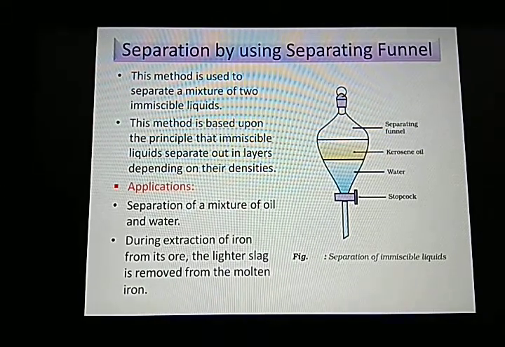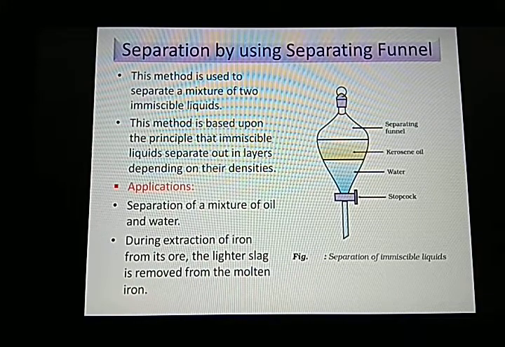Then, in the extraction of iron from its ore, the lighter slag is removed from the molten iron. When the iron is extracted, what is done to the ore? It is being heated up. Now while heating it up, the iron ore, as we know, is mixed with a lot of impurities. These impurities float on the molten iron. When the iron turns into the liquid state, that is the molten state, these impurities are lighter than the iron. As a result, they float on top of the molten iron, and then we can easily remove that slag, that impurity, from the top with the help of this separating funnel method.